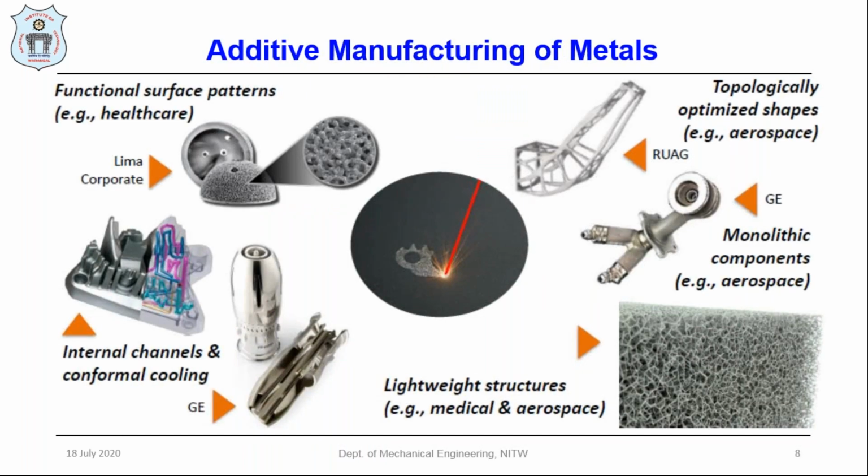And you can see additive manufacturing of metals can fabricate functional surface patterns, especially for healthcare applications, such as the knee implant fabricated by Lima Corporate, as well as internal structures like the conformal cooling channels that we discussed yesterday, and how we can fabricate them. These are all things which have already been fabricated by the SLM process as well as the DED process.